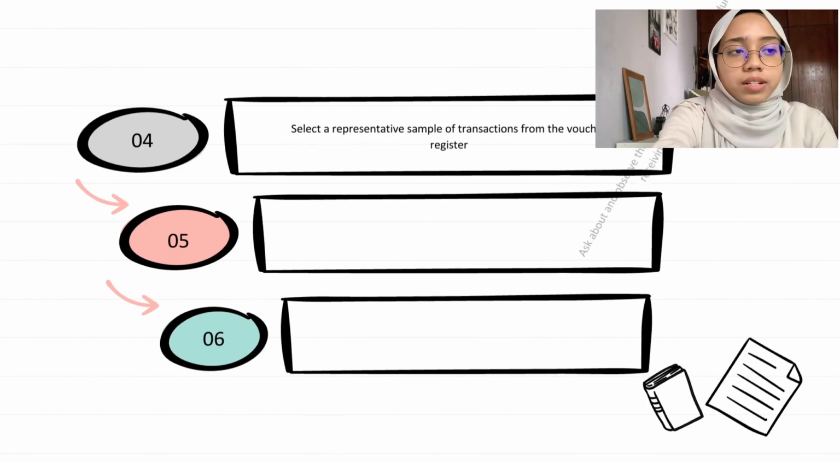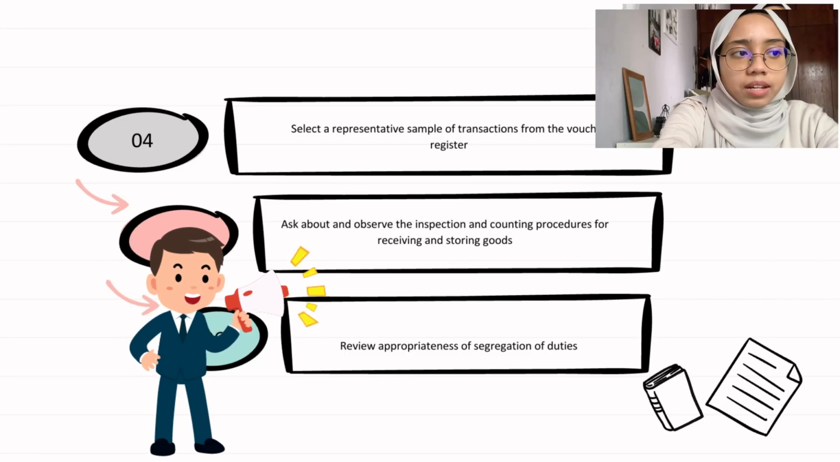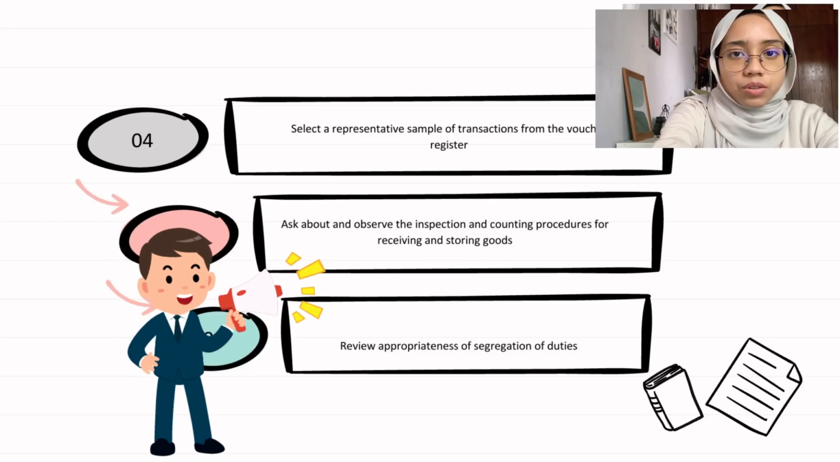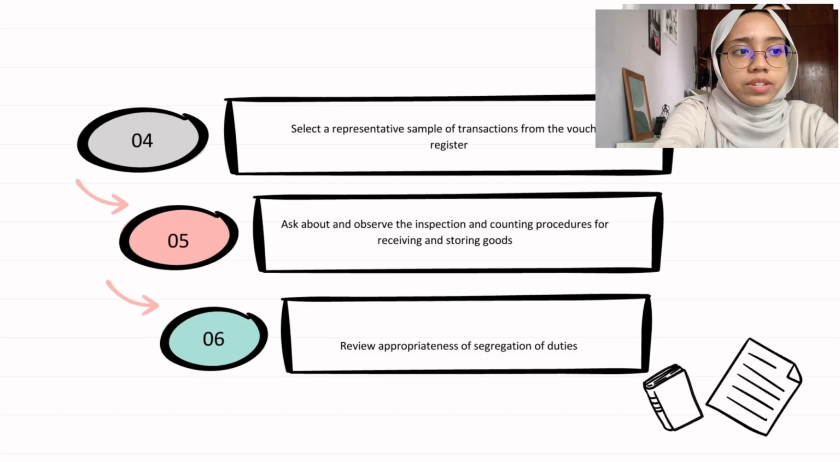Next is to select a representative sample of transactions from the voucher register. And then ask about and observe the inspection and counting procedure for receiving and storing goods. And the last one is to review the appropriateness of segregation of duties.